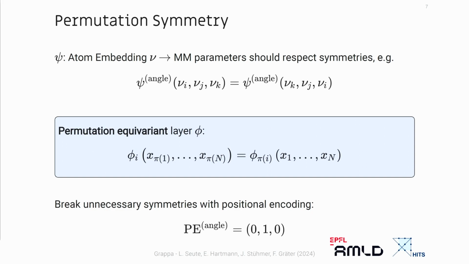To enable this, we use a symmetry-breaking positional encoding. For example, for this angle contribution, we would assign a 0 to the outer atoms and a 1 to the inner atom. Then this is symmetric under the permutation where we actually want invariance, and not symmetric under the others. So this will increase the expressivity of our model.